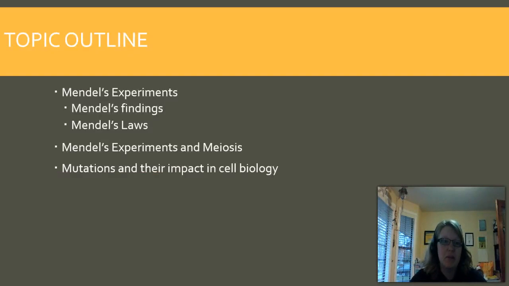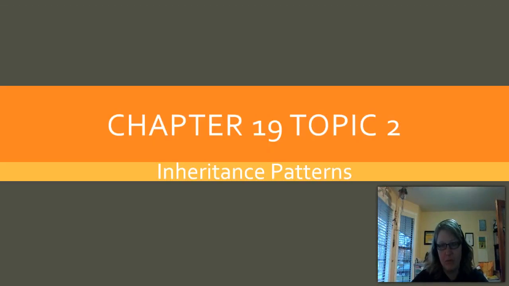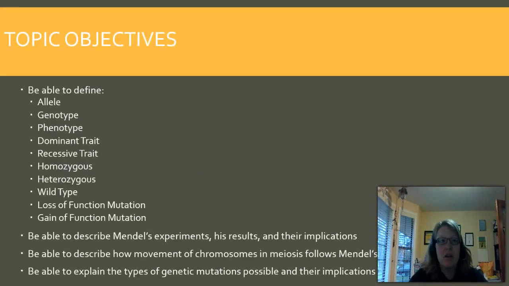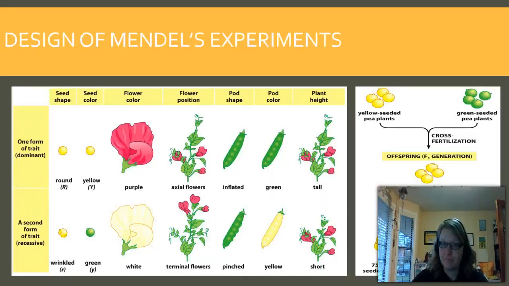So today we're going to talk about Mendel's experiments, which includes his findings and the laws he created from that. We're going to also talk about how his experiments and his data are reflected in meiosis. And lastly, we're going to talk about mutations and their impact in cell biology. All right, so we have a bunch of objectives, mostly terms that you need to be able to define, but I expect most of these are familiar to you already.